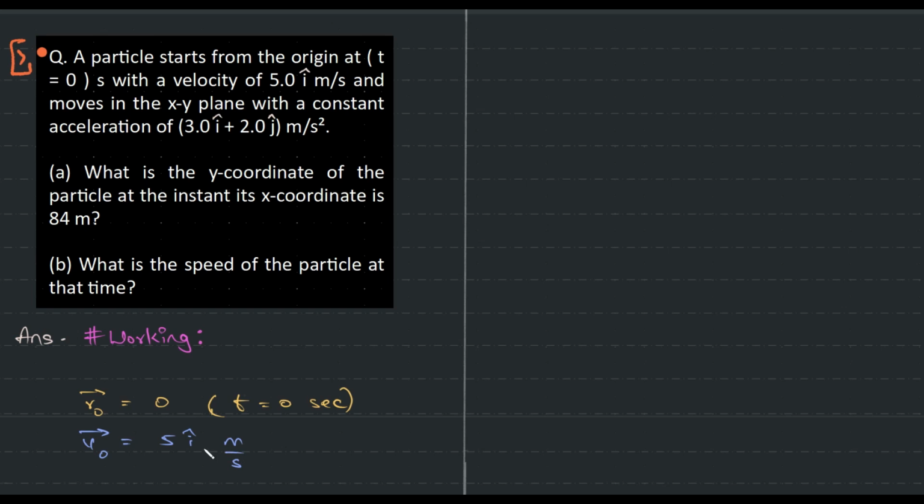And it moves along the xy plane with a constant acceleration, 3 i cap plus 2 j cap. It's a constant value. What is the x component of the particle at the instant, its y component when its x component is 84? It's a pretty nice question.